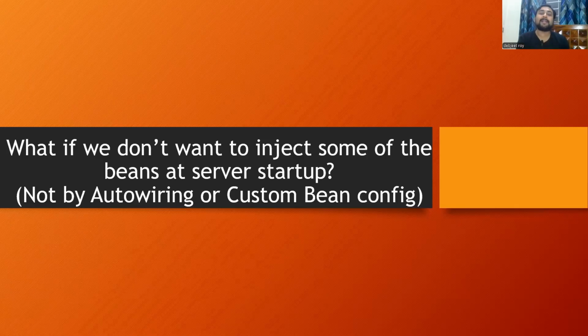Within that there is @ConditionalOnProperty. In it you can add the name of the property on which you want to add that condition, and then you pass havingValue. So havingValue as false. There is true and false, these two things are there.